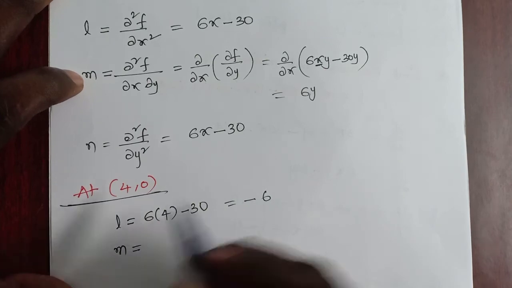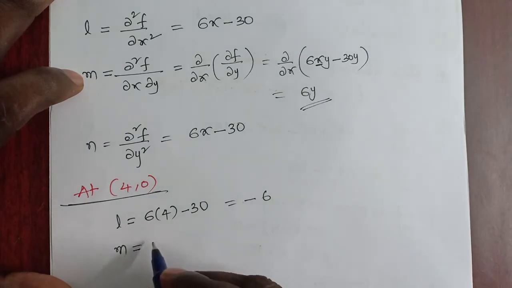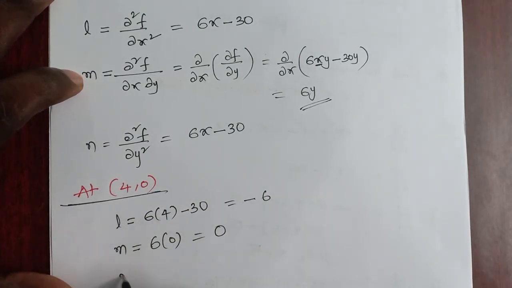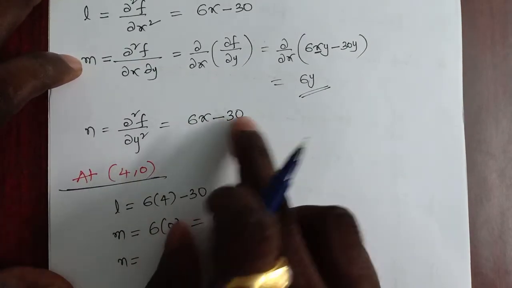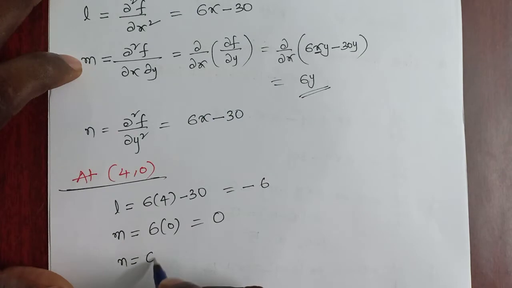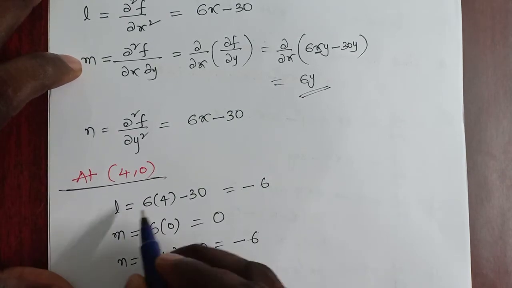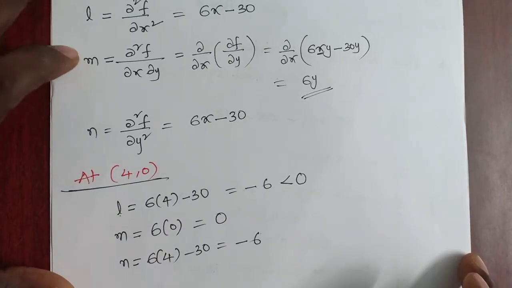Now M, 6y. So 6 into y is what, 0. 6 into 0, this is 0. Now N is what, 6 into x minus 30. 6 4s are 24 minus 30. Clearly it is what, minus 6. See, L is what, minus 6, which is less than 0.